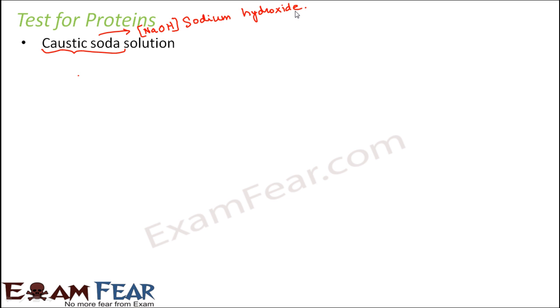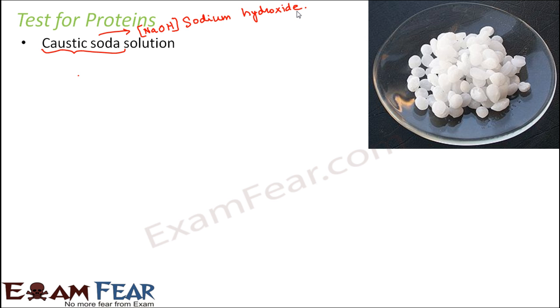Now again, how do we prepare caustic soda solution? Whenever we have to prepare a solution of anything, we just mix that substance with water, and that's how we are able to prepare the solution. Like we prepared iodine solution, we added a few drops of iodine to water and we got iodine solution. Similarly here also, we will take some sodium hydroxide.